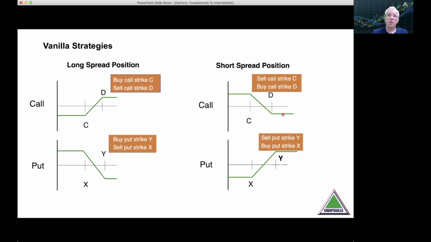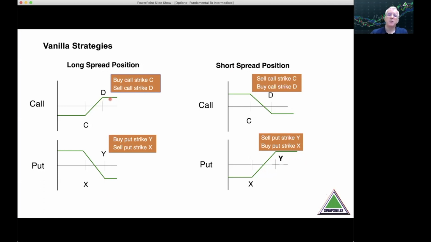Now this first one on the top left, this is a long spread position. I don't know who thinks up these phrases. This is a call spread. Now if you remember, a call is the right to buy. So have a look at this. You pay your premium, and if the underlying goes up because you have a call on it, you'll make money. Now what's this bit here? It seems like your ability to make money is being capped out.